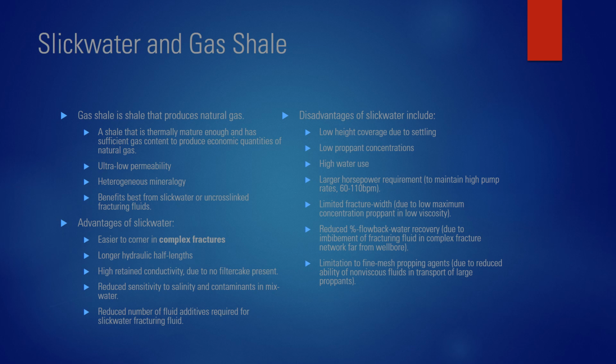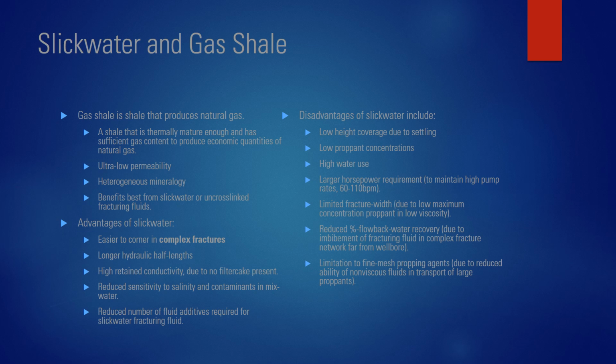Slickwater and gas shale. Gas shale is shale that produces natural gas: a shale that is thermally mature enough and has sufficient gas content to produce economic quantities of natural gas. It will have ultra-low permeability, heterogeneous mineralogy, and benefits best from slickwater or uncross-linked fracturing fluids.